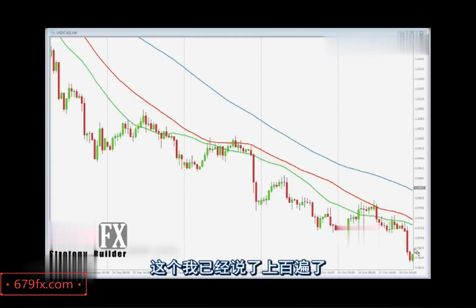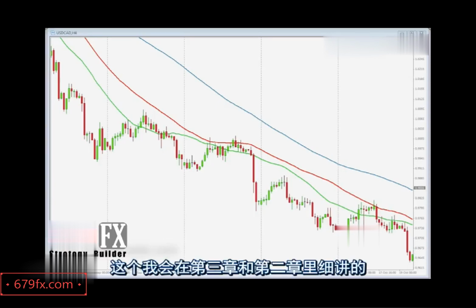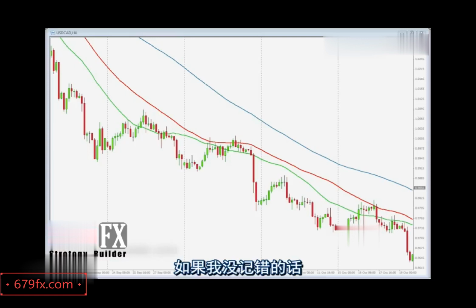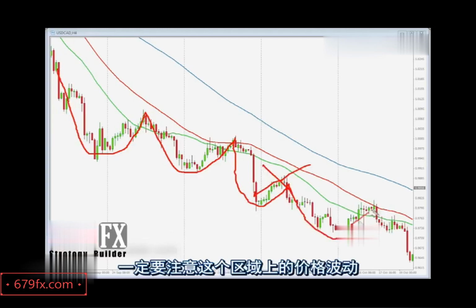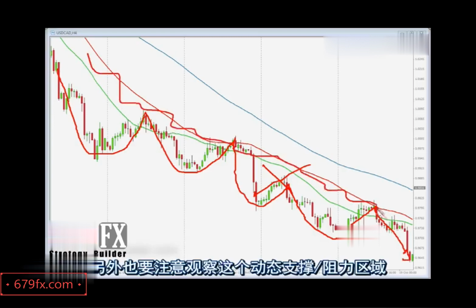As far as, once again, I've repeated 100 times, sorry about that, guys. I know I'm quite heavy here. Don't worry about the actual entry signal. I will explain that in chapter number 3 and chapter number 2, if I am correct. If I'm not mistaken, chapter number 2 and chapter number 3 display all about entries. So as far as this video is concerned, don't worry too much about entries, but just mind the harmonic swinging formation, no trade here, and keep an eye on the dynamic area of support and resistance.